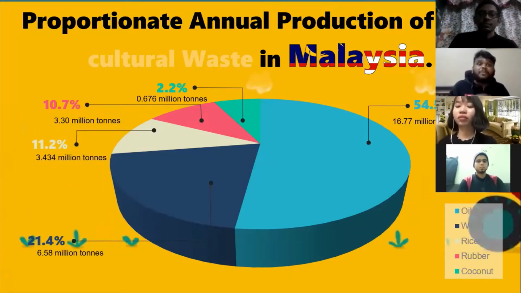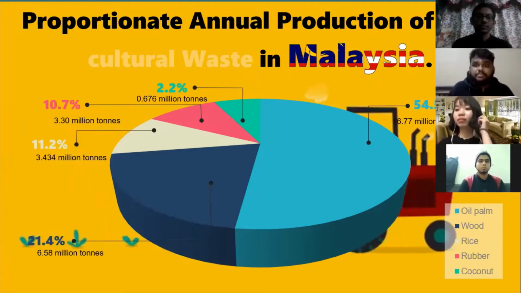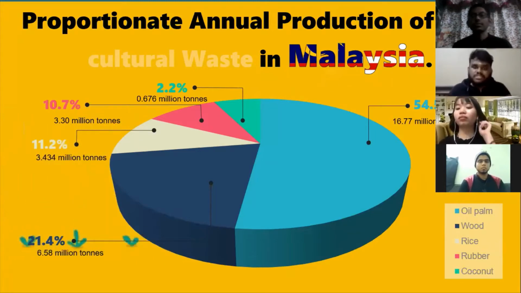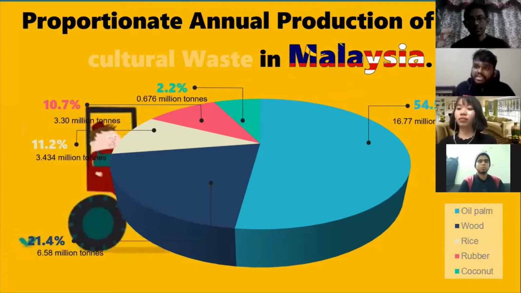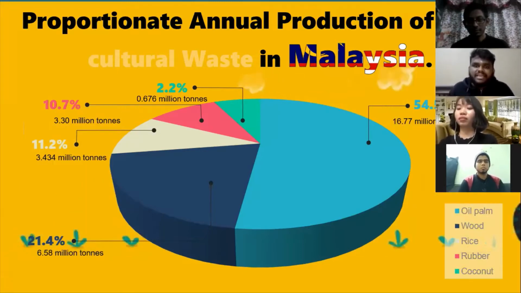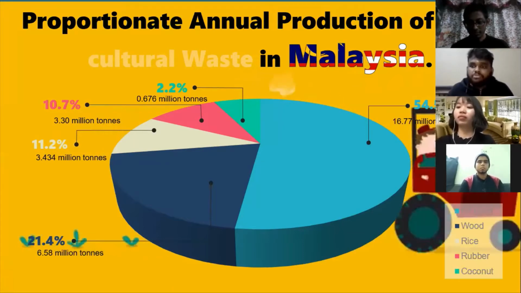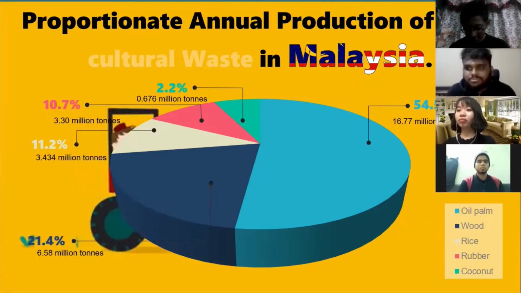Okay, so this is the proportionate annual production of agriculture waste in Malaysia. Just now we were talking about agro waste, right? So agro waste and agriculture waste are actually the same. We're focusing on Malaysia only. As you can see here, 54.5%, which is more than half, is contributed by oil palm. Okay, does anyone know why oil palm contributes a lot of agriculture waste in Malaysia? Does anyone know?